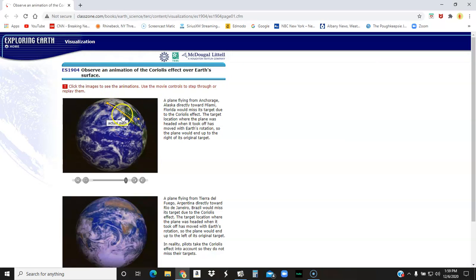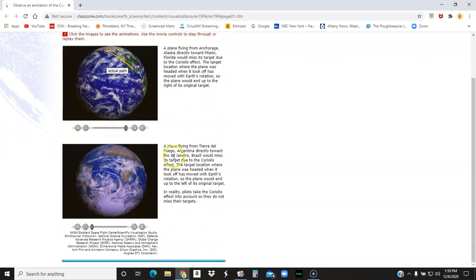Now, did the plane actually veer to the right? No. It's just that while the plane was in the air for so many hours heading to Florida, the Earth is rotating. Again, this is proof that the Earth rotates. Let's go to this bottom picture. So now we're in the southern hemisphere, which if you recall, is going to be the opposite. It's going to veer to the left.